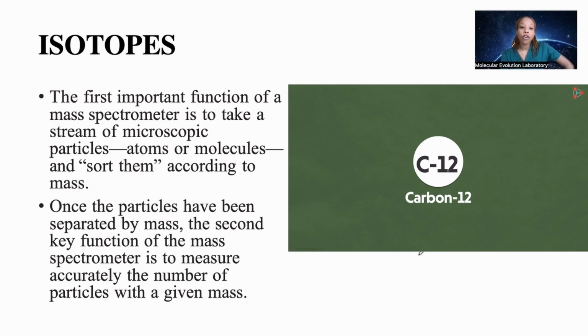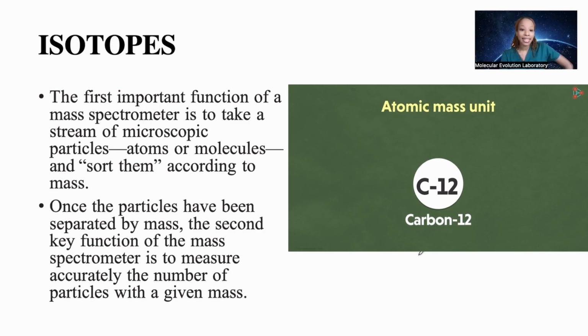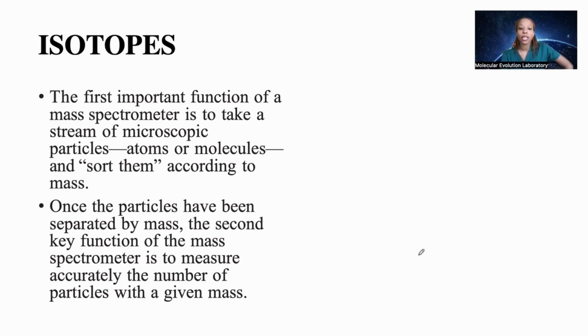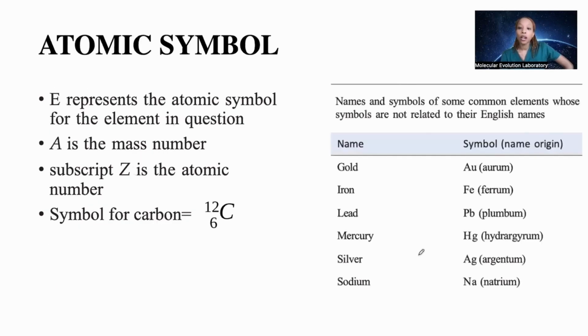The first important function of a mass spectrometer is to take a stream of microscopic particles, for example, the atom or molecule, and sort them according to their mass. This is how we actually started discovering isotopes with a spectrometer. Once the particles have been separated by mass, the second key function of the mass spectrometer is to measure accurately the number of particles within a given mass. Then we also have the atomic symbol. E represents the atomic symbol for the element, A is the mass number, Z is the atomic number.